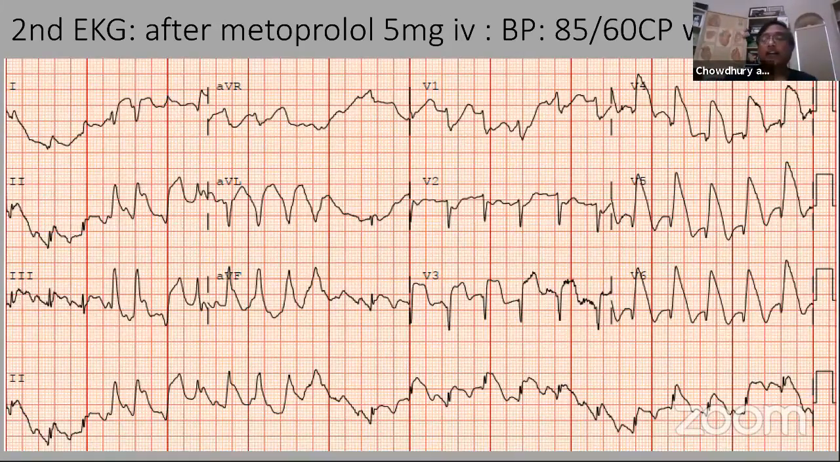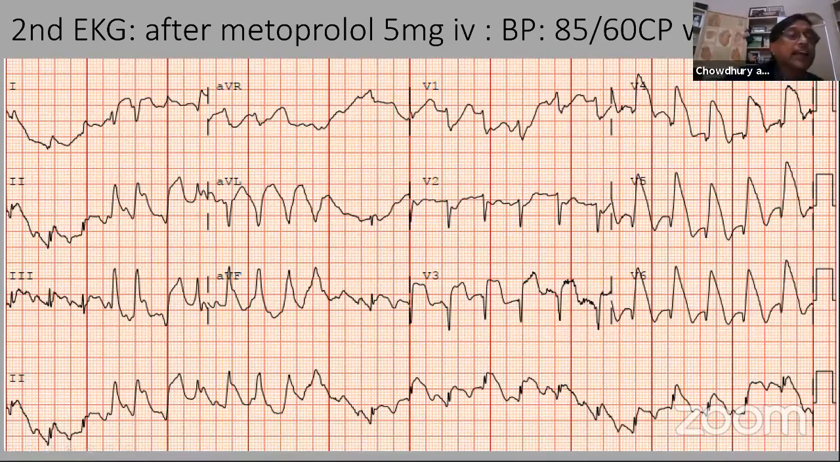Atrial flutter, and then a patient had this EKG with shortness of breath. And I would ask you, something funny going on. Look at this side of the EKG. It looks like a shark fin, so it's bad. ST elevation in the precordial leads, right?